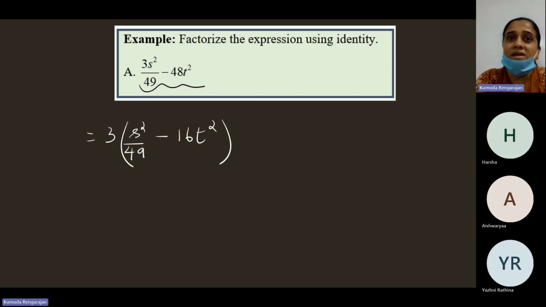S square by 49. 49 is a perfect square. S by 7 the whole square minus 16 t square is 4t the whole square. Now in the bracket, the terms are perfect squares. But in the expression given, which has two terms, the two terms are not perfect squares. But once you take out the HCF, the common factor, inside the bracket, the terms are perfect squares. Now you can factorize this one using the identity a square minus b square.